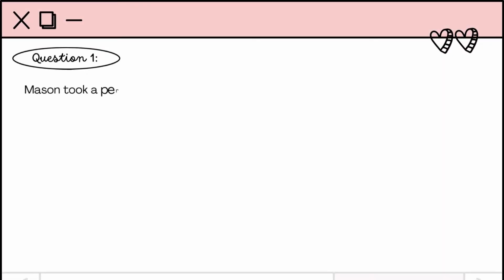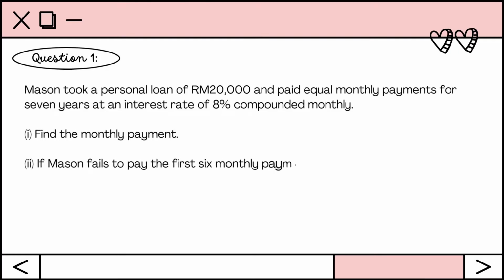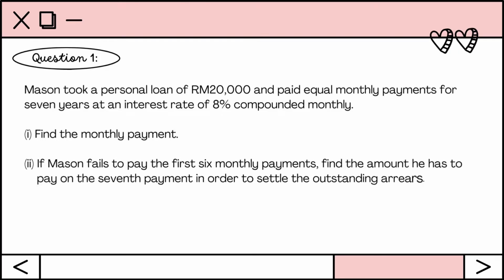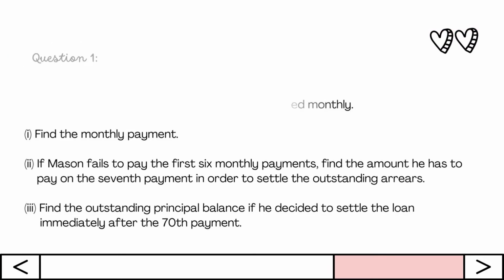Now, let's proceed to the annuity equation. Mason took a personal loan of 20,000 and paid equal monthly payments for 7 years at an interest rate of 8% compounded monthly. First, find the monthly payment. Second, if Mason fails to pay the first 6 monthly payments, find the amount he has to pay on the 7th payment in order to settle the outstanding arrears. Third, find the outstanding principal balance if he decided to settle the loan immediately after the 70th payment.